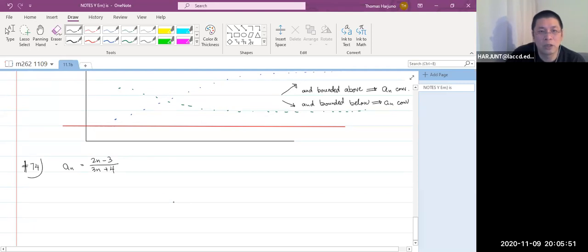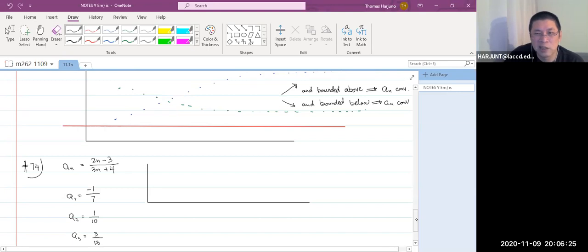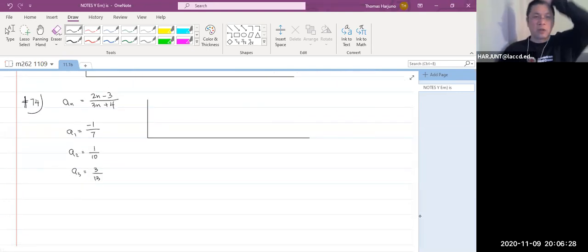Which way do you want to go? Do you think it is increasing or decreasing? Let's take a look at the first couple of terms. When n equals 1, a sub 1 is negative 1 over 7. a sub 2 will be 1 over 10. a sub 3, it seems to be increasing, huh? But I'm not sure. When n equals 3, this is 3 over 13. Nah, I don't get any pattern.